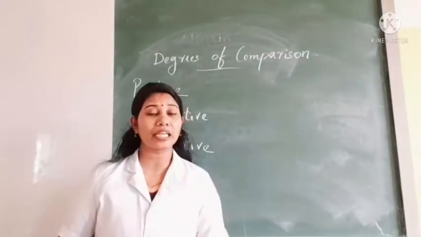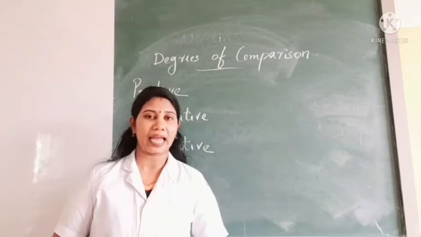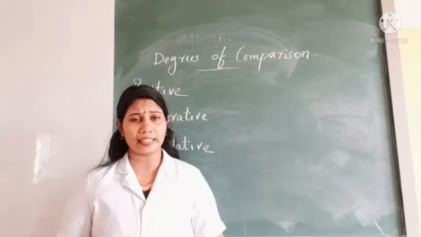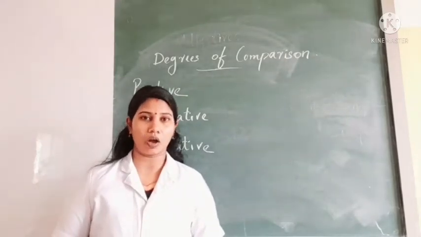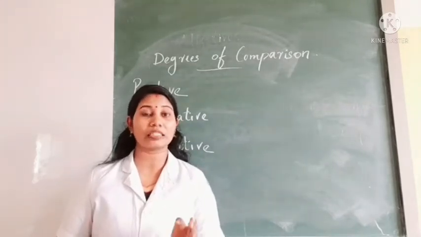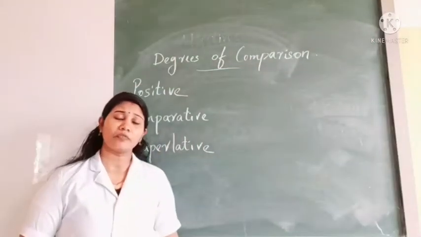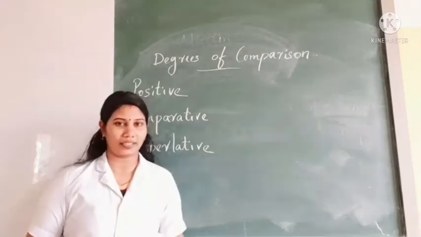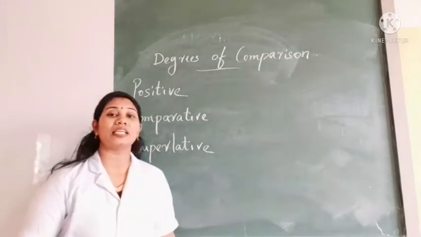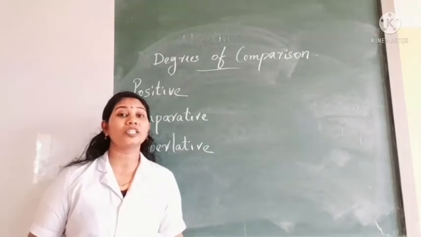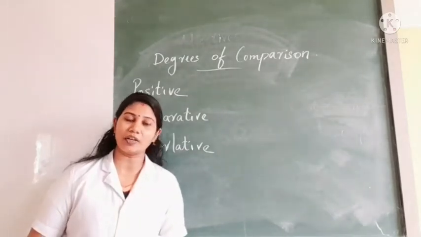Positive degree is the simplest form or the base form of an adjective. We can use the positive degree to describe a noun. For example, he is a good boy or he is a tall boy. So, tall is the base form of adjective or the simplest form of adjective. Second one, comparative degree. We use the comparative form of adjective to compare two nouns of the same quality. Third one is superlative degree. We use the superlative form of adjective to compare more than two nouns of the same characteristics or attribute.